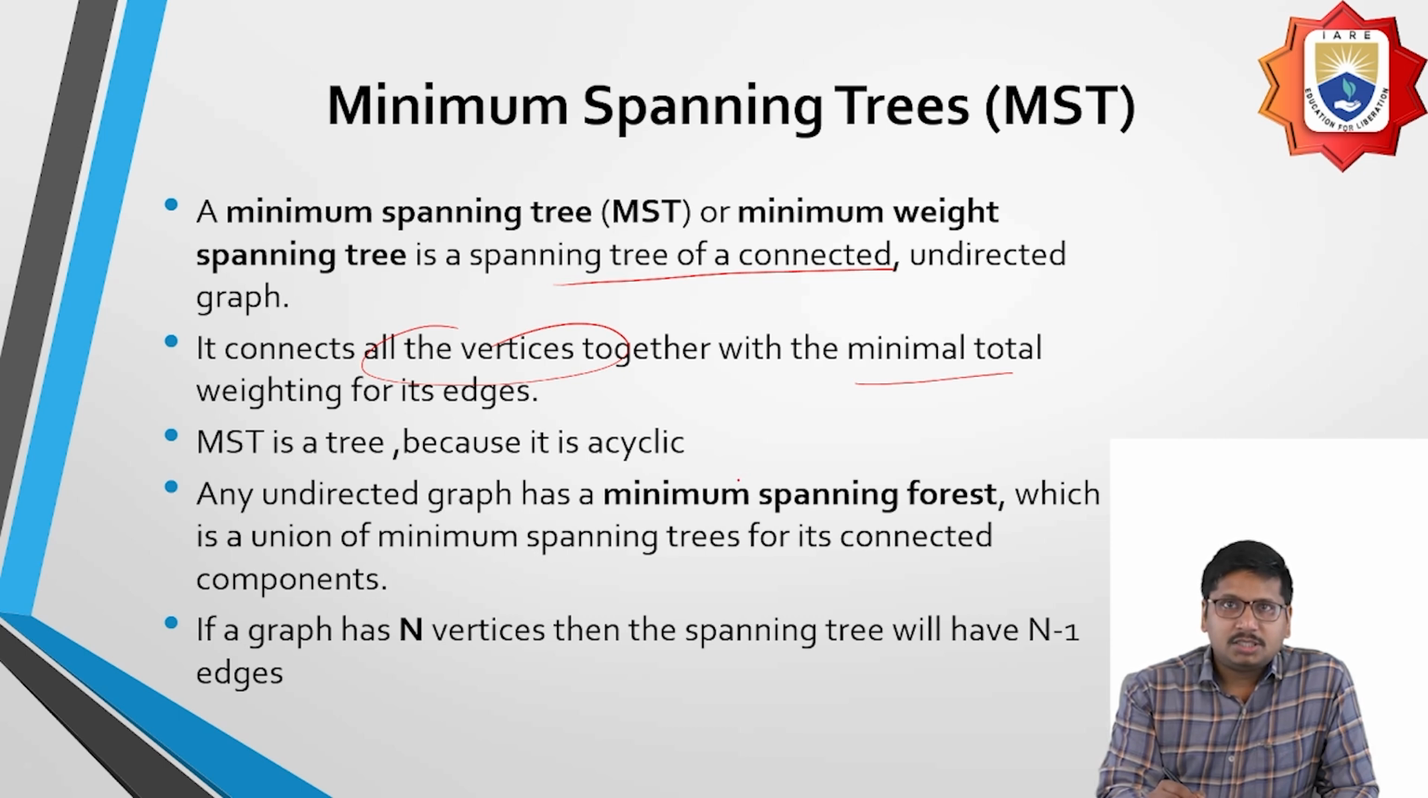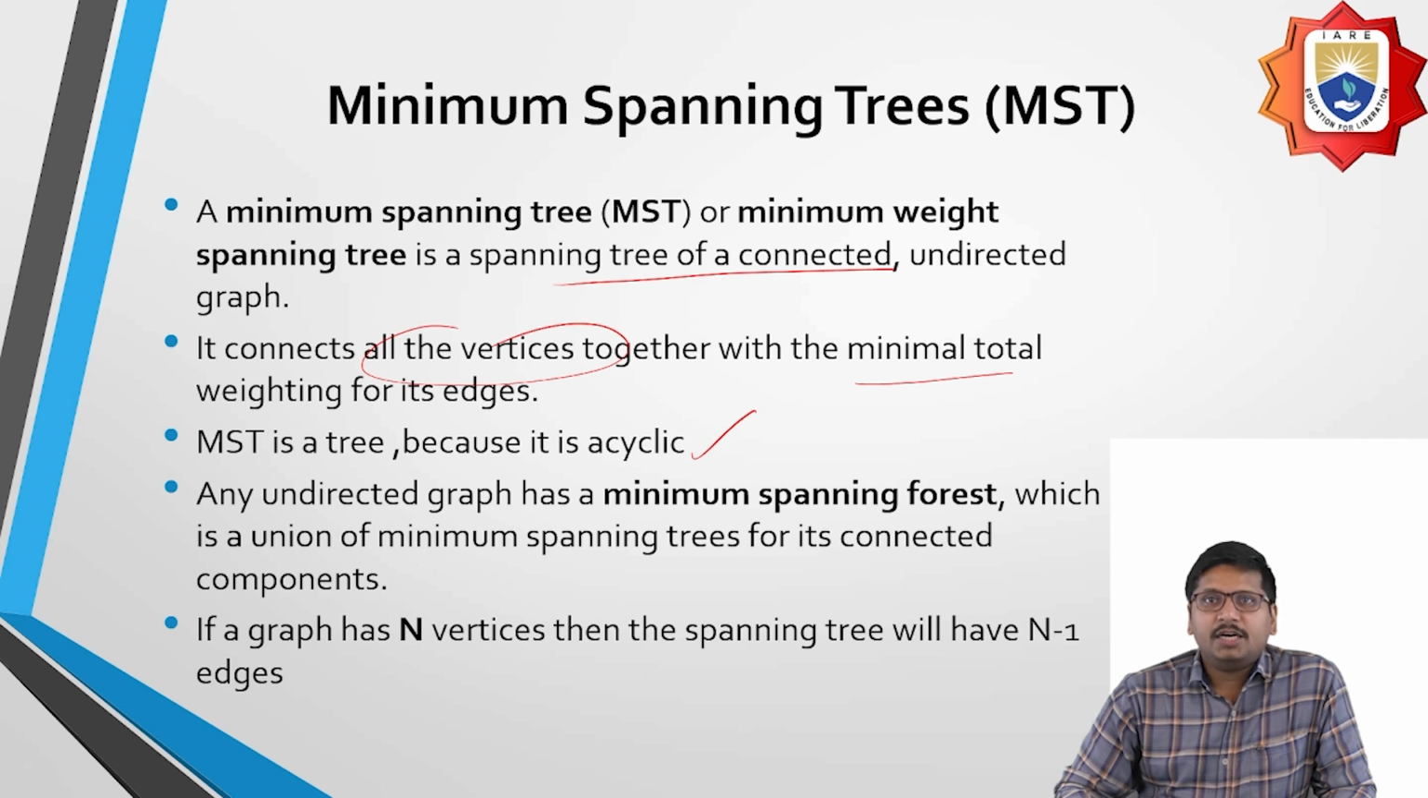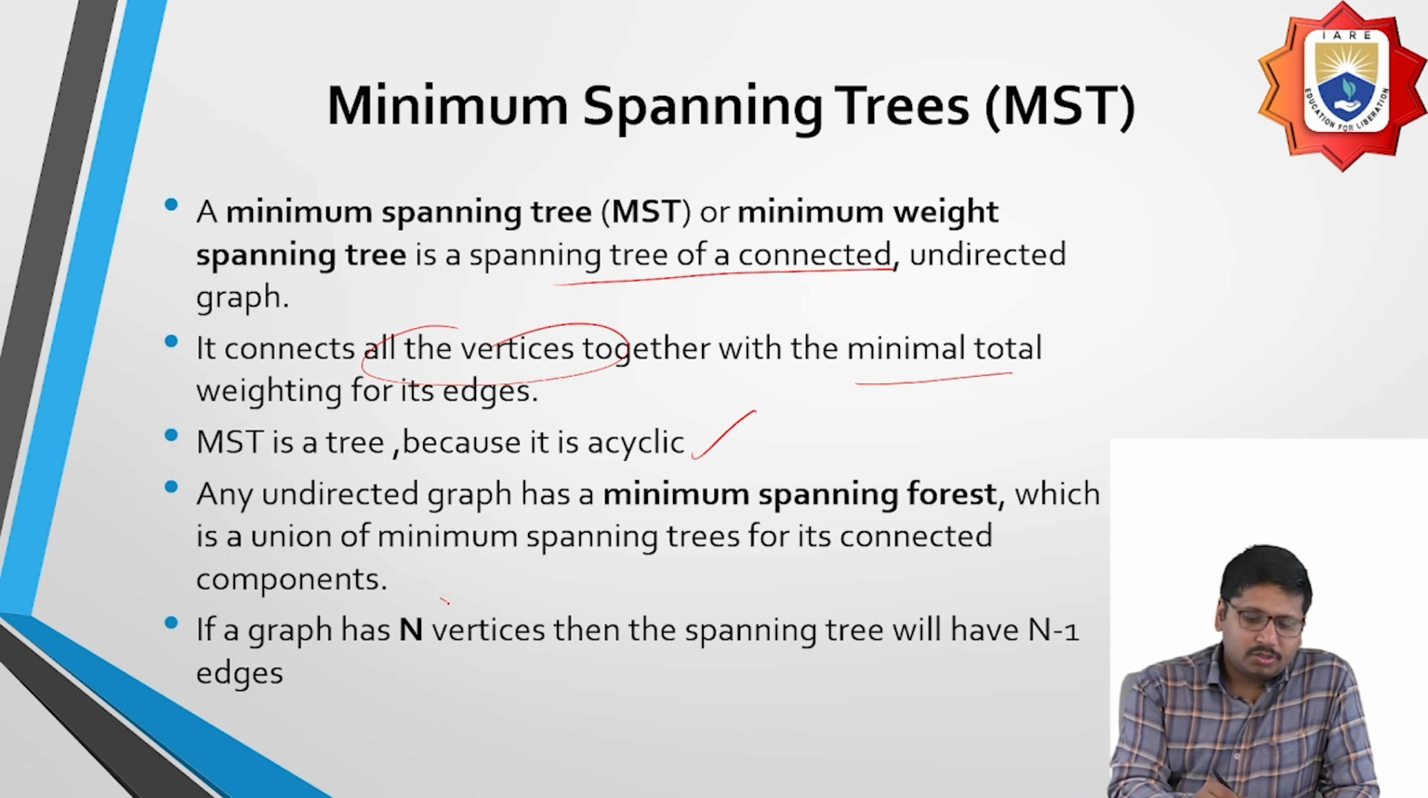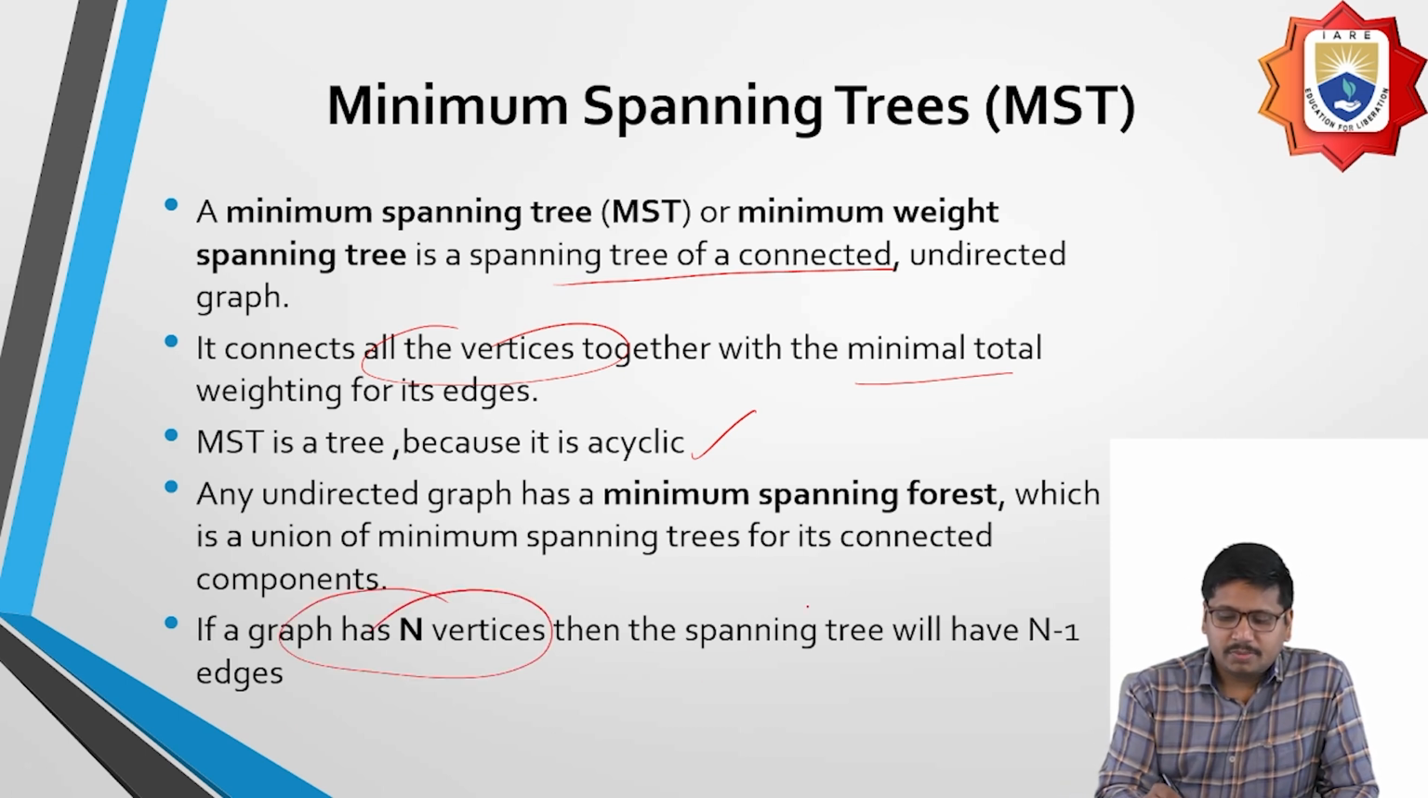And an MS tree is a tree because it should be acyclic. For any undirected graph, the minimum spanning tree is a union of minimum spanning trees for its connected components. Suppose a graph has n vertices, then the spanning tree will have n minus 1 edges.